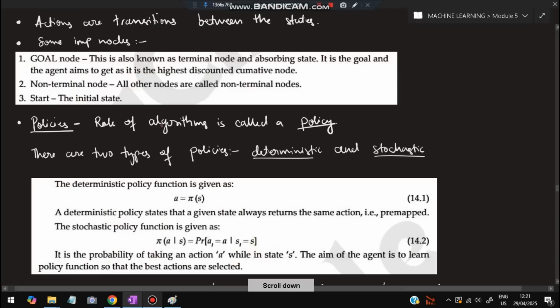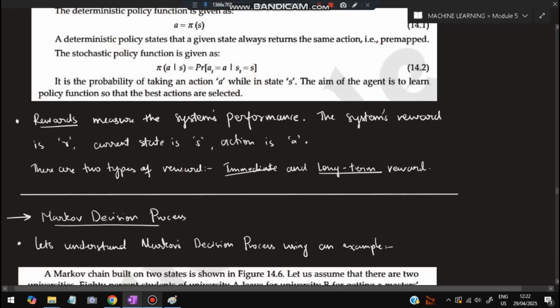Okay, now policies are the rules of the algorithm, meaning how the agent should behave in specific situations. There are two types of policies: deterministic and stochastic. Deterministic means it will always give the same answer. Whatever the state, if it is in state 5, it should go to state 6, like that. It will be constant. That is deterministic. We know for sure from one state which state it will go to. Stochastic means it depends on the previous states where it has gone. Based on that, the next state will be defined. That is a stochastic policy. Okay, and rewards are nothing but based on the system's performance. Good or bad rewards can be there.